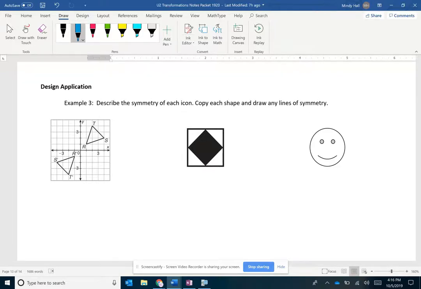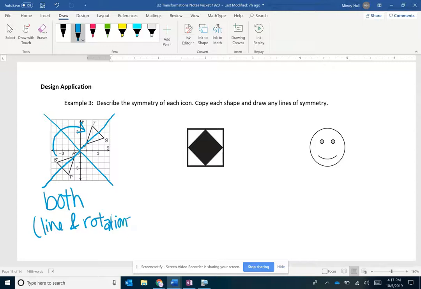So with this first picture, assuming that we don't consider the labels for the letters as part of the picture that we're looking for symmetry, we can cut this diagonally with a line on both sides. So because of that, we have line symmetry. And then if we were to turn this picture 180 degrees, we would also have rotational symmetry. So this has both types.